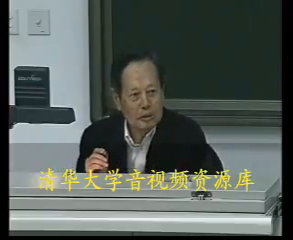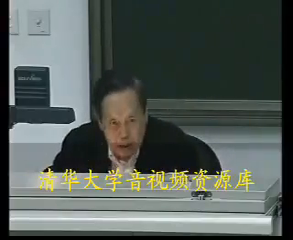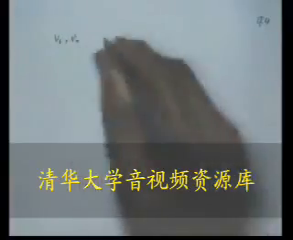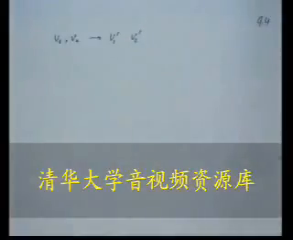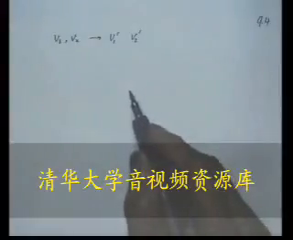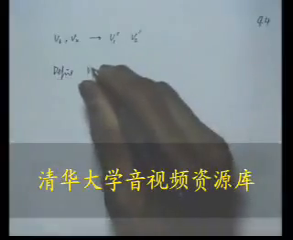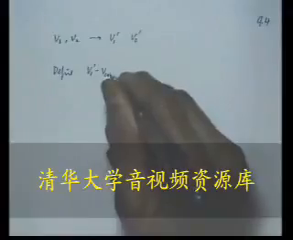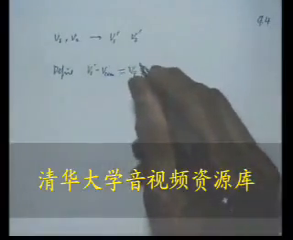So we have V1, V2 and V1 prime, V2 prime. Now let us introduce a new notation. We have V1, V2 going into V1 prime, V2 prime. Let us now look at the velocity of V1 prime minus V center of mass. Center of mass velocity is not changed. We have already proven that. So let us call that V double prime.